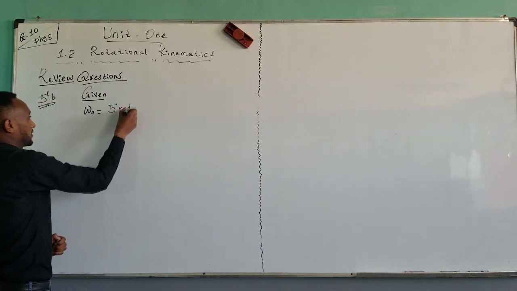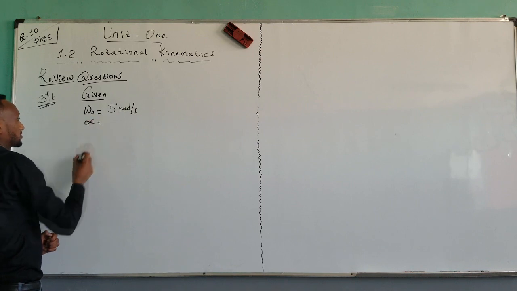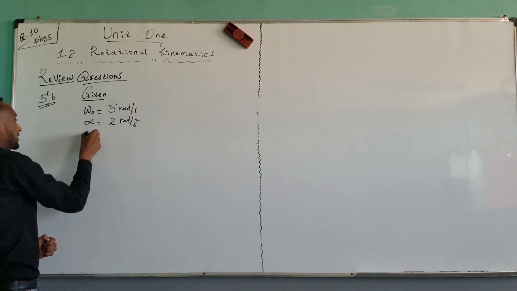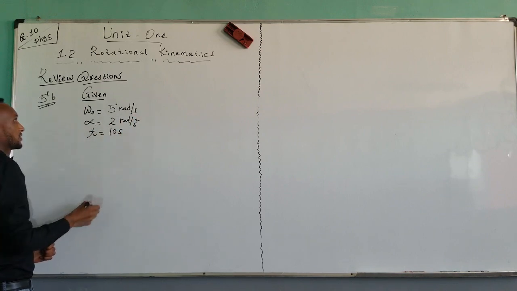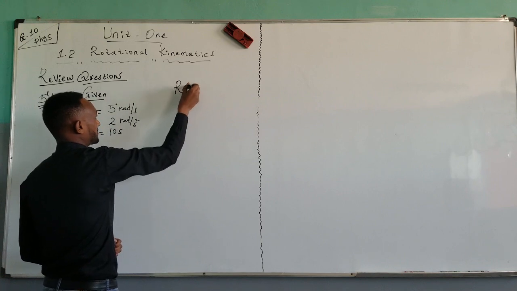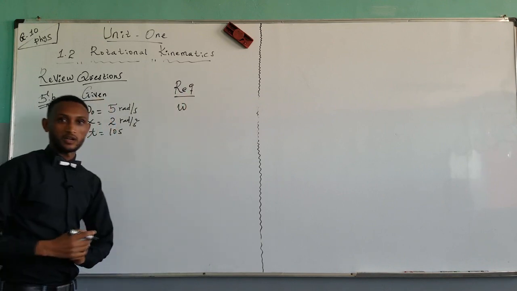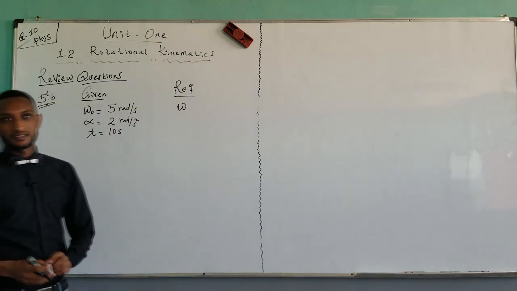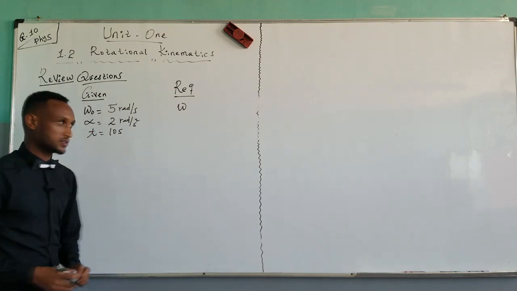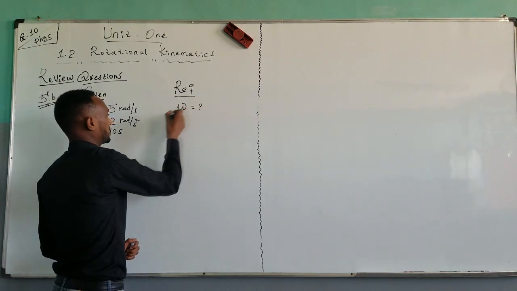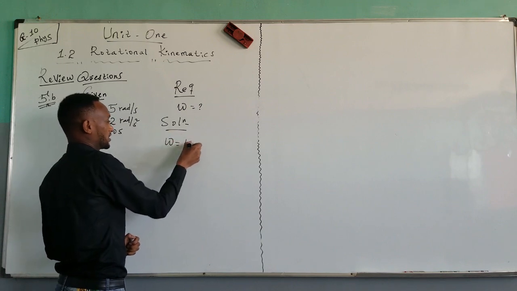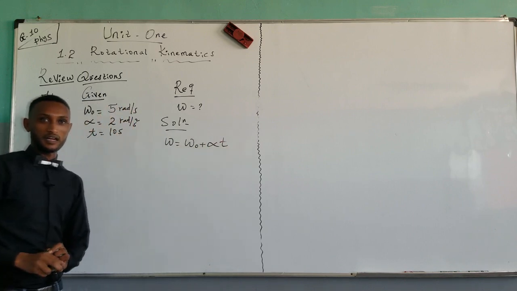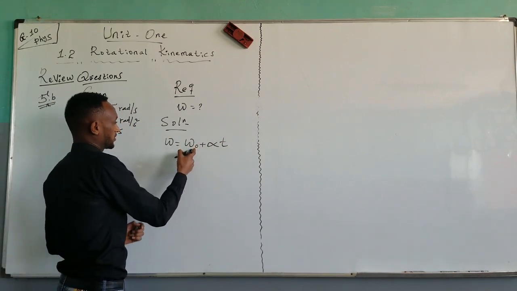Initial angular velocity is equal to 5 radian per second, angular acceleration is equal to 2 radian per second square, and the time of motion is 10 seconds. We are asked to find the final angular velocity of this motion. We know that from the constant angular acceleration motion we have the equation: final angular velocity is equal to initial angular velocity plus angular acceleration times time.